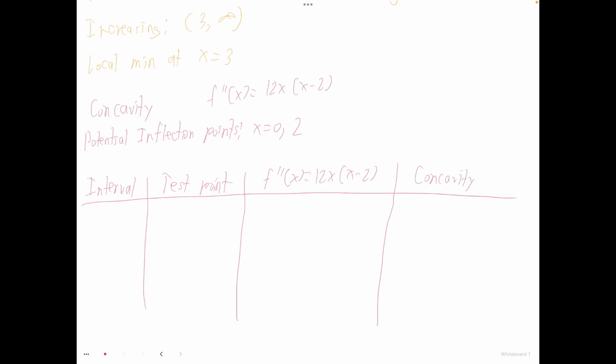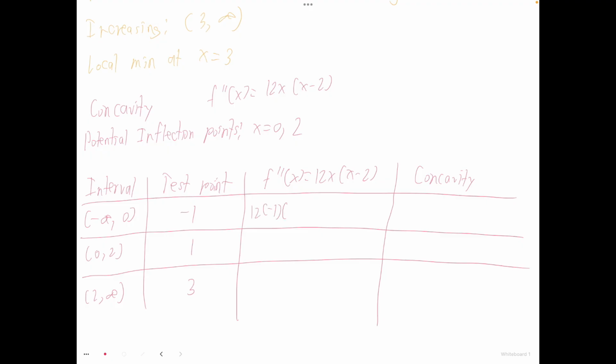So the first interval is negative infinity to 0. The next interval we're going to go from 0 to 2. And then we have from 2 to infinity. Picking out test points, we'll pick negative 1, 1, and 3. Just picking easy to plug in points. Now plugging in negative 1, we have 12 times negative 1 times negative 1 minus 2, which is minus 3. So we're going to get out positive 36. And so we are concave up on this first interval. So we're concave up on negative infinity to 0.